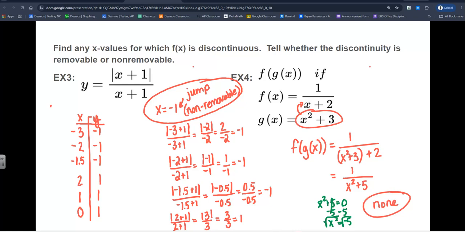And if you recognize, like Michael did, hey, you're squaring something, then you're adding another number to it, that always has to be positive. So you don't even have to set up x squared plus 5 equals 0. Okay. Okay, questions here? All right.